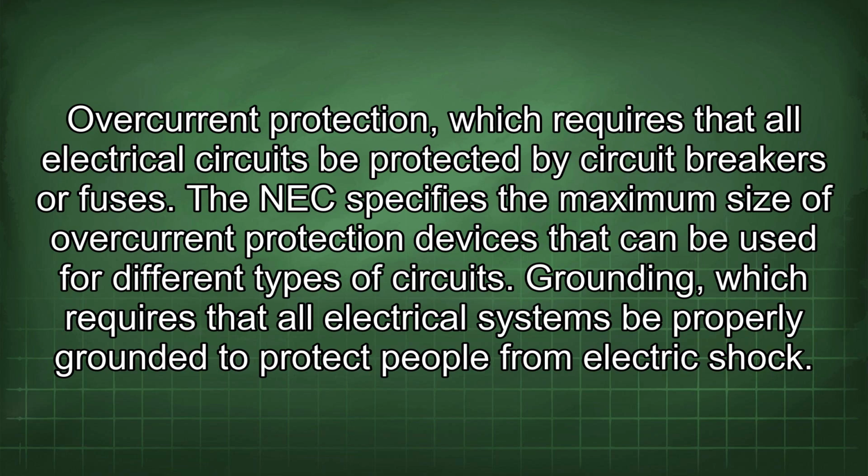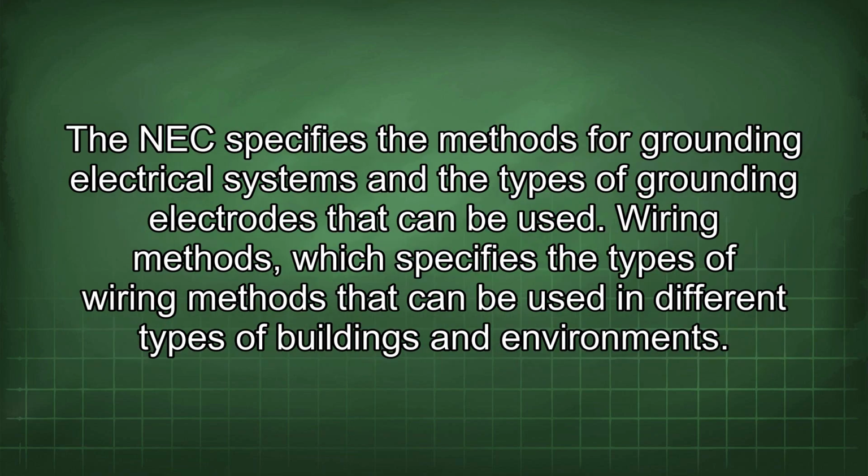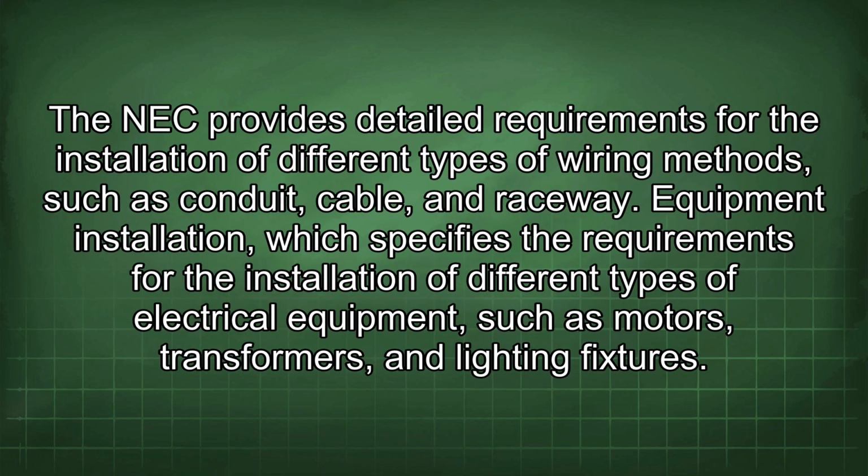Grounding, which requires that all electrical systems be properly grounded to protect people from electric shock. The NEC specifies the methods for grounding electrical systems and the types of grounding electrodes that can be used. Wiring methods, which specifies the types of wiring methods that can be used in different types of buildings and environments. The NEC provides detailed requirements for the installation of different types of wiring methods such as conduit, cable, and raceway.